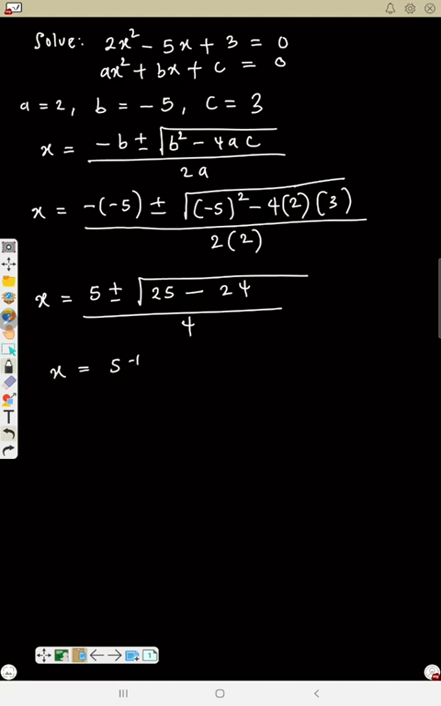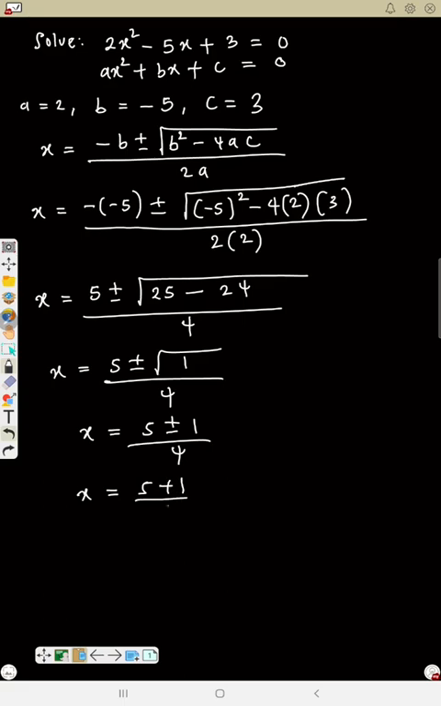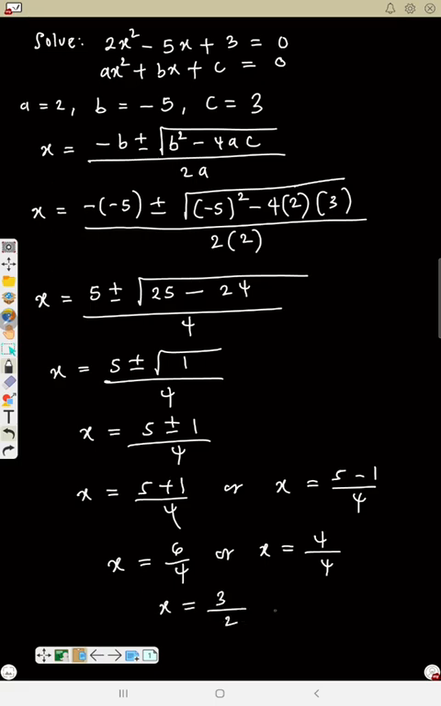So x is equal to 5 plus or minus the square root of 1 divided by 4. So x is equal to 5 plus or minus 1 over 4. So x is 5 plus 1 over 4, or x is equal to 5 minus 1 over 4. So x is equal to 6 over 4, or x is equal to 4 over 4. So x is 3 over 2, or x is equal to 1. That is 2 here, 2, 2 here, 3.